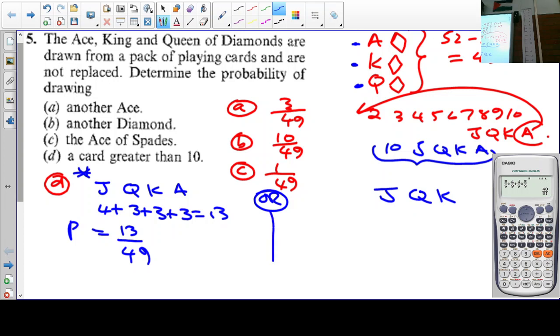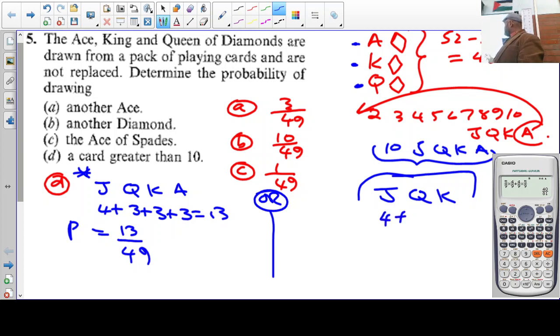On the other hand, if we choose only Jack, Queen, King to be cards greater than 10, then how many options do I have here? 4 Jacks, 3 Queens, 3 Kings, which gives me 10. So it's 10 out of 49. You guys understand?